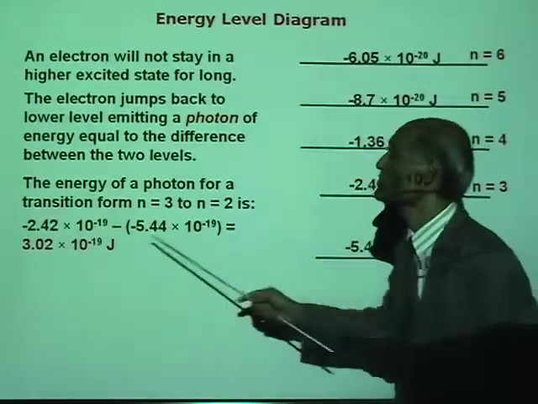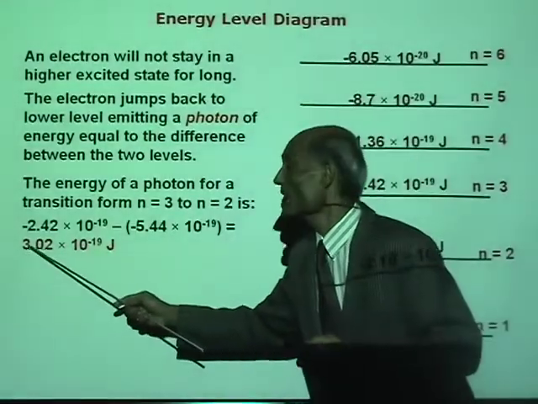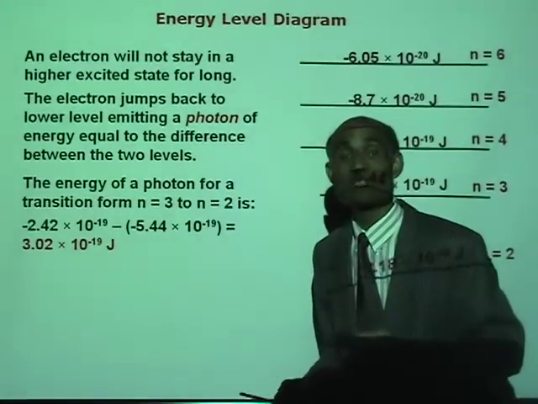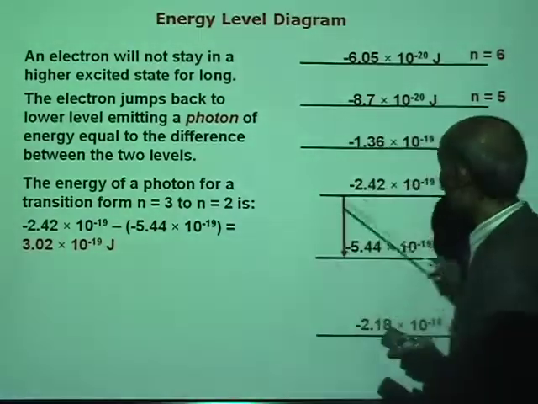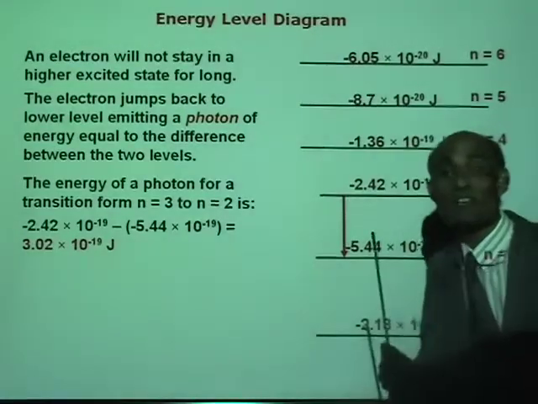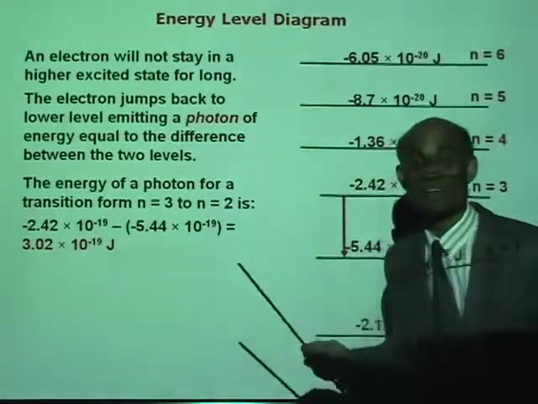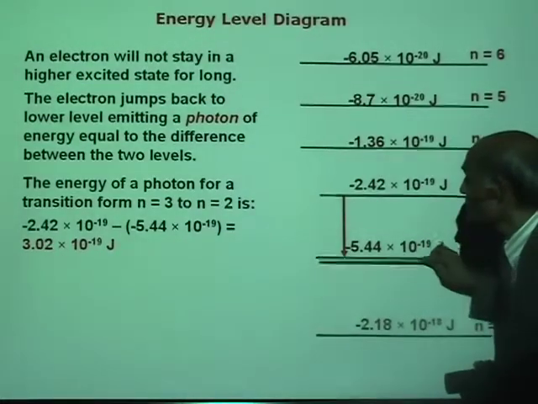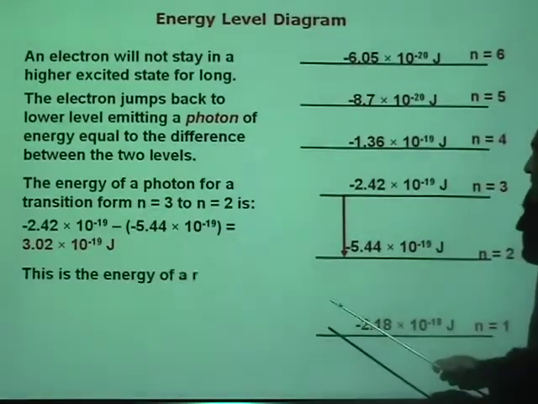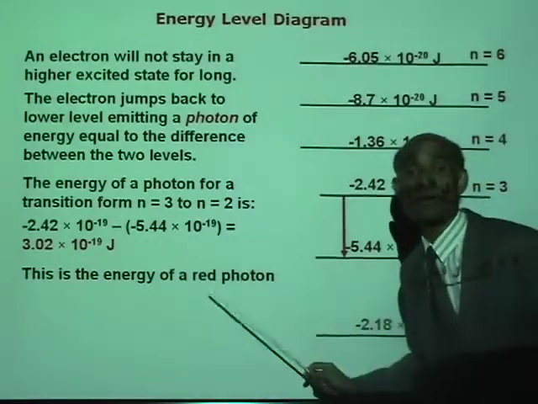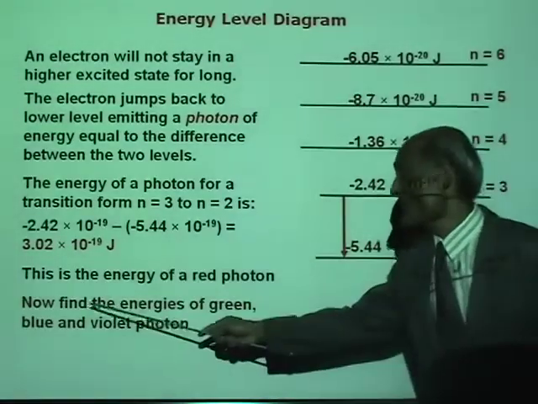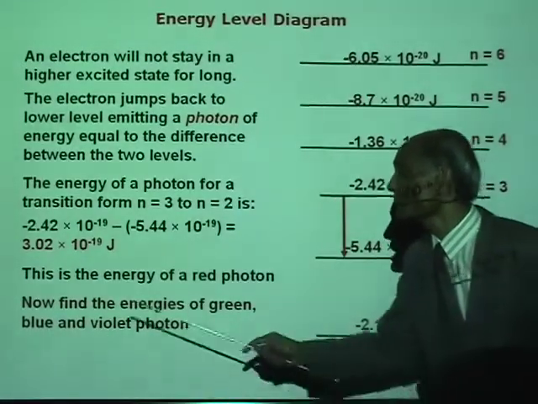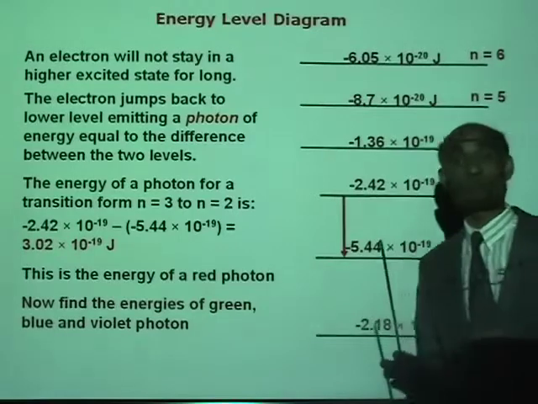I have calculated this and I got the value as 3.02 times 10 to the negative 19 joules. Now look at that. That is the energy of a red photon as it jumps from n equal to 3 to n equal to 2. Now find the energies of the green, blue and violet photons.